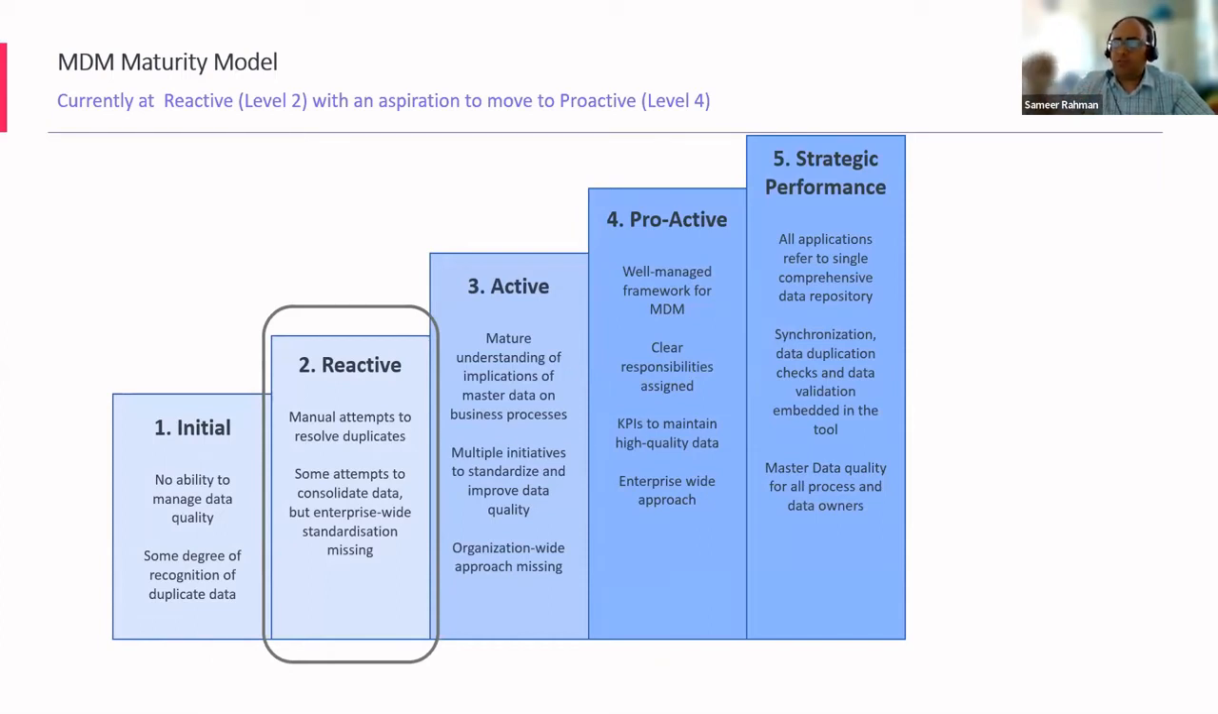So this slide, for example, in this particular client's case, they were at a stage 2. There was a lot of manual attempts to resolve duplicates. They didn't have enterprise-wide data standardization. They didn't have a metadata approach. They didn't have consolidated data. So essentially, that was the reason.